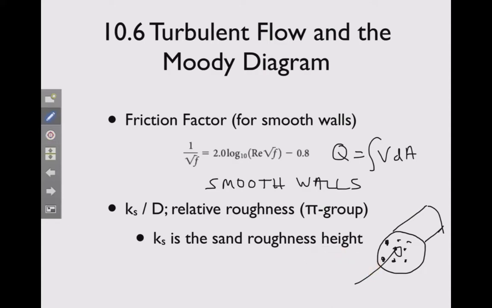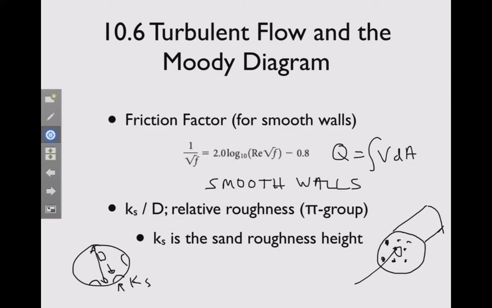So if we looked at the pipe on end, you'd get these little bumps from these sand grains being in there. The Ks would be some characteristic height of these sand grains. And if you take that over the diameter of the pipe, d, that gives you a dimensionless group, Ks over d, which is called the relative roughness.